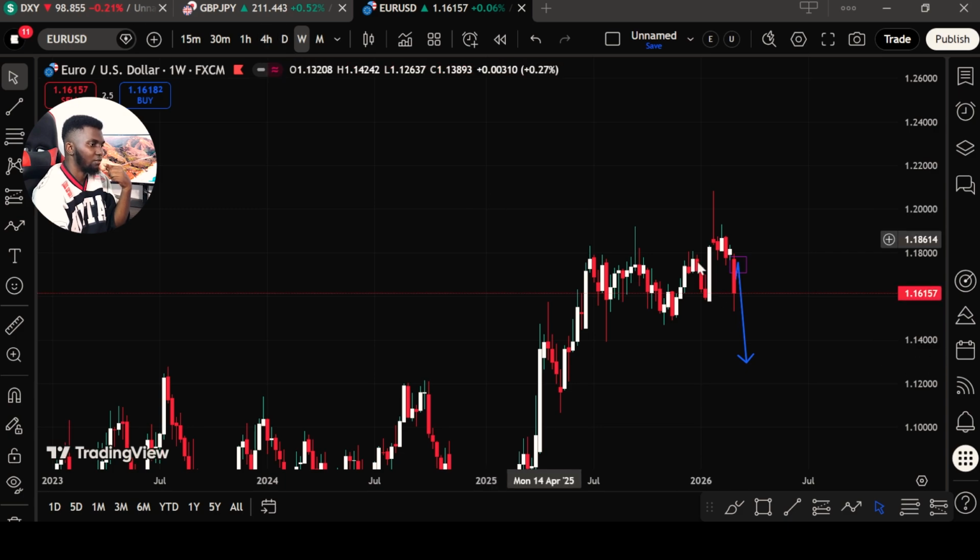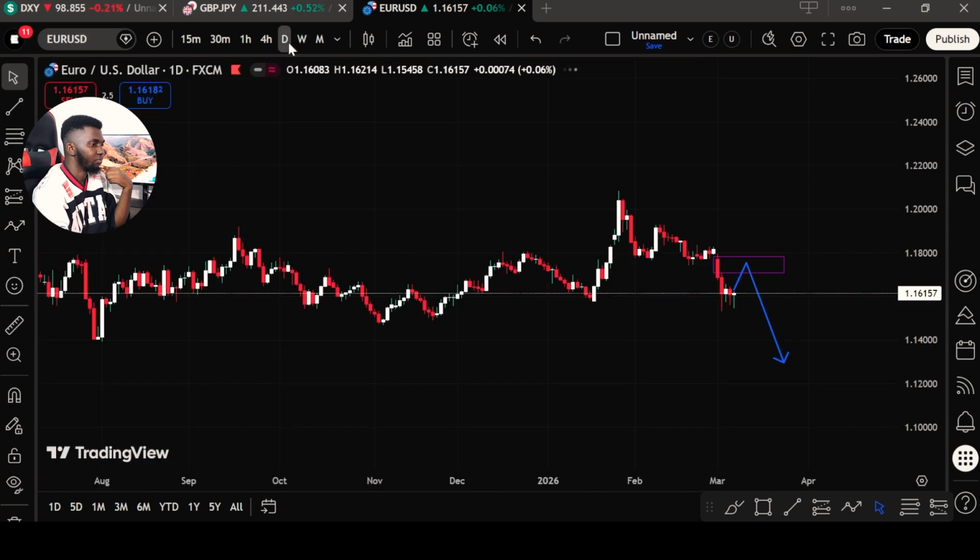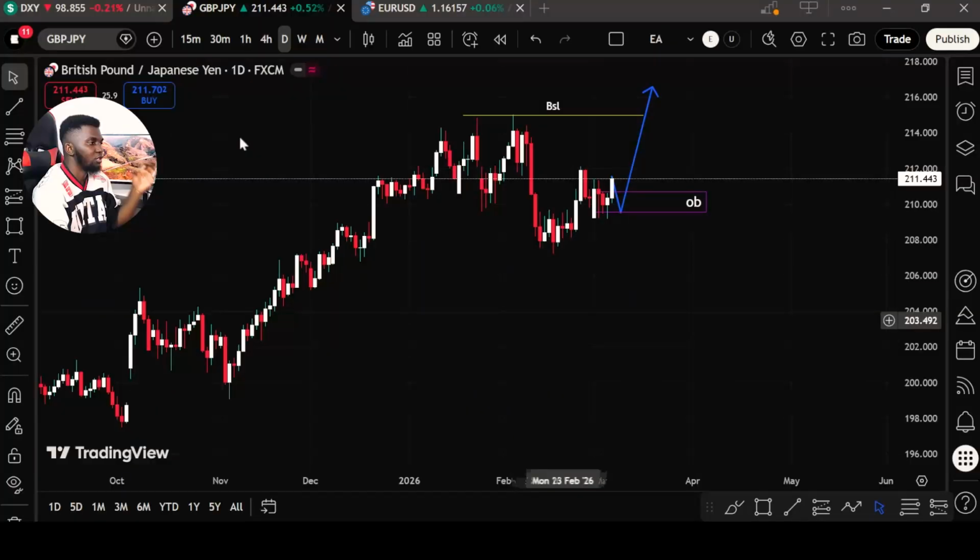Don't mind me, I should have taken this off, but this is actually from the daily. So look at this, this is the daily time frame, and I don't trade many pairs. I only trade Euro USD, USD JPY, and GBP JPY. So let me see what I have for GBP JPY. I'm on the daily time frame, and look at this, an order block. Look at this order block.